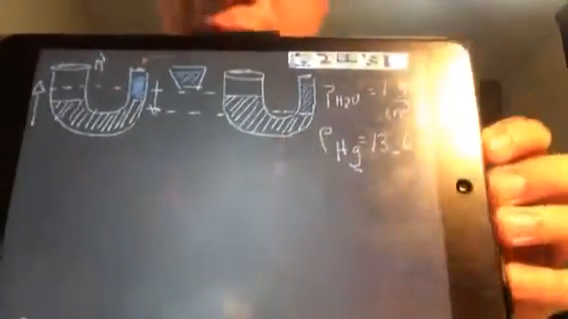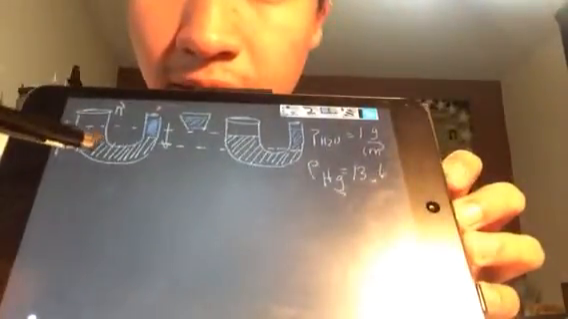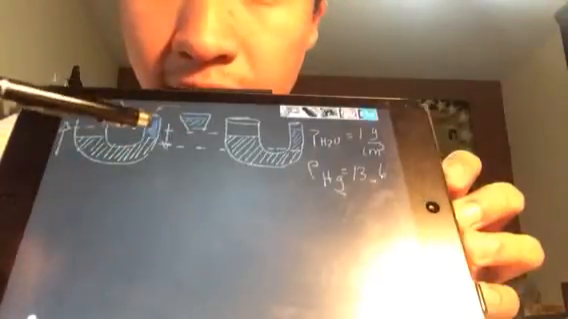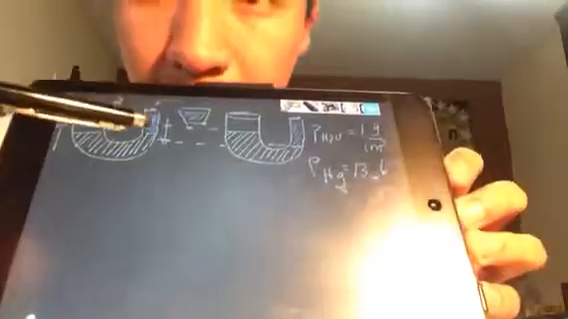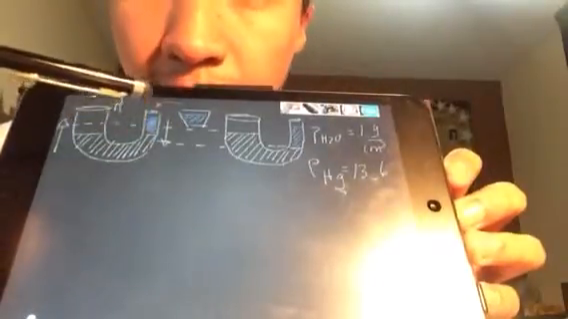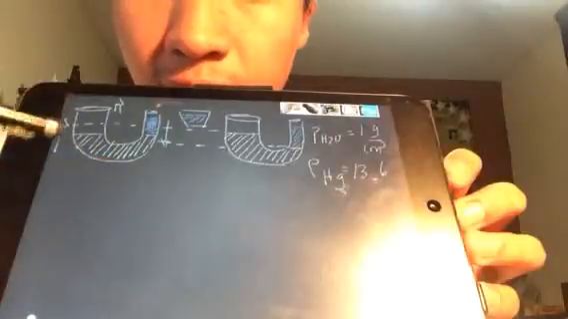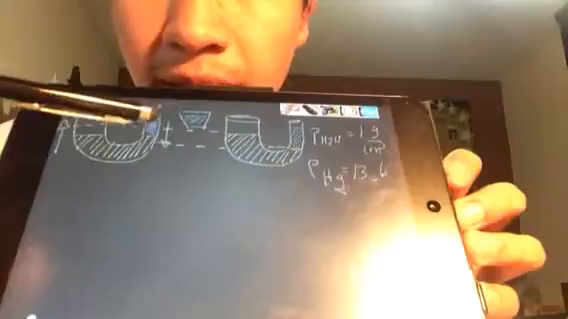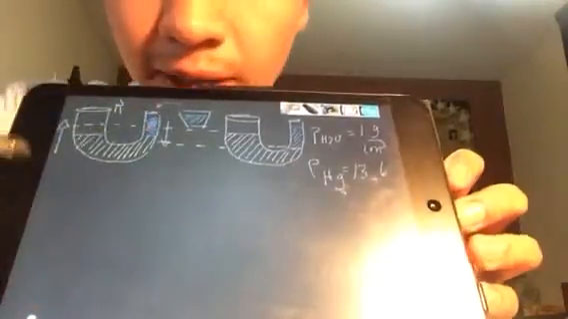Here we have a container with mercury inside, and we're going to add water to this part of the container. In this part the mercury will go down, and in the other part it will go up. So it is a compensation of the volume that the water is occupying in this part.